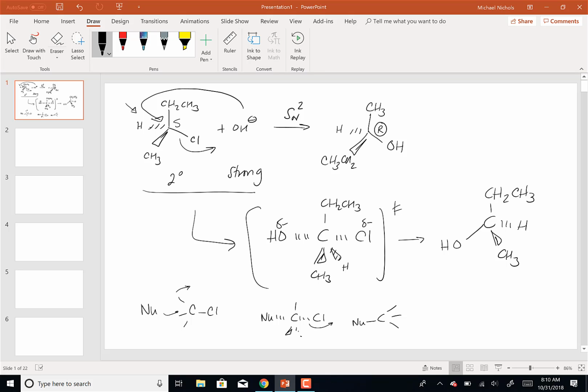Which one? This one or this one? The difference is that if I asked you to write the entire mechanism, you might do it this way and get the product with the OH on the left. If I just said, hey, write the final product with no mechanism, you wouldn't have to go through the mechanism. So you might say, okay, I know I'm going to undergo inversion, so let me just write the product with the R configuration. These two are the same configuration, but all I did here, if I wanted to quickly write the R configuration, was replace the chlorine with the OH, and then switch the ethyl and the methyl group, which inverts the configuration.